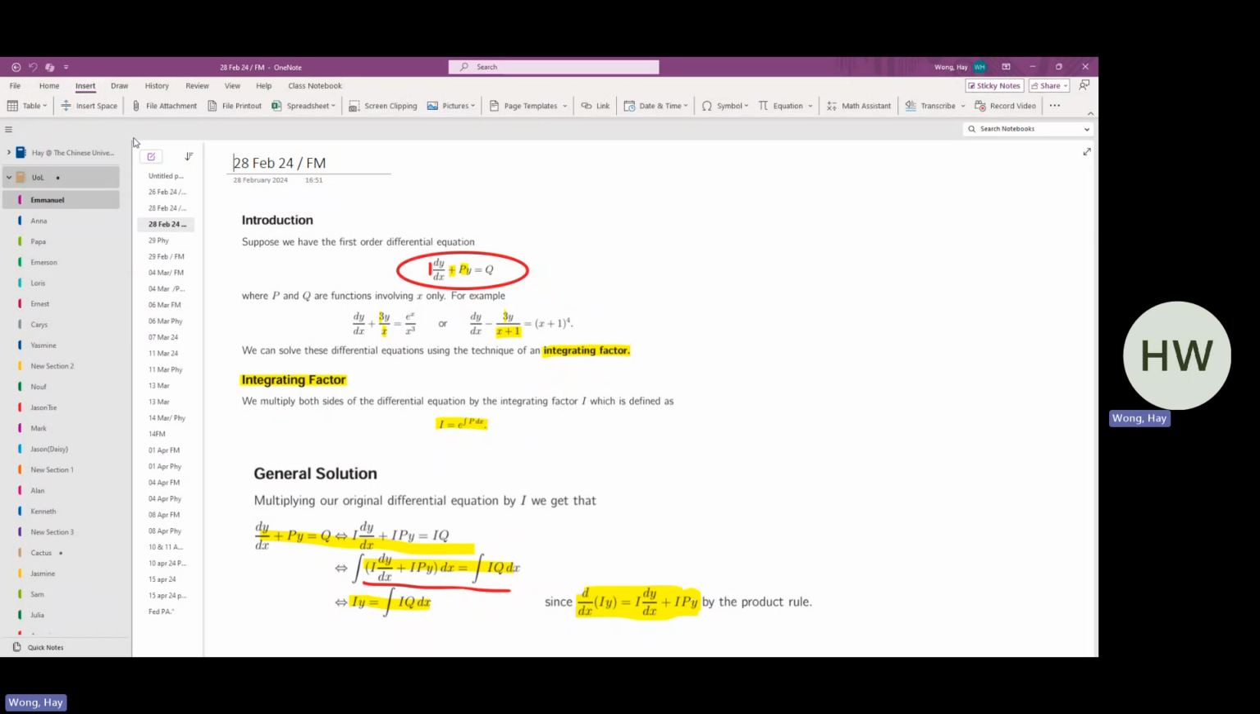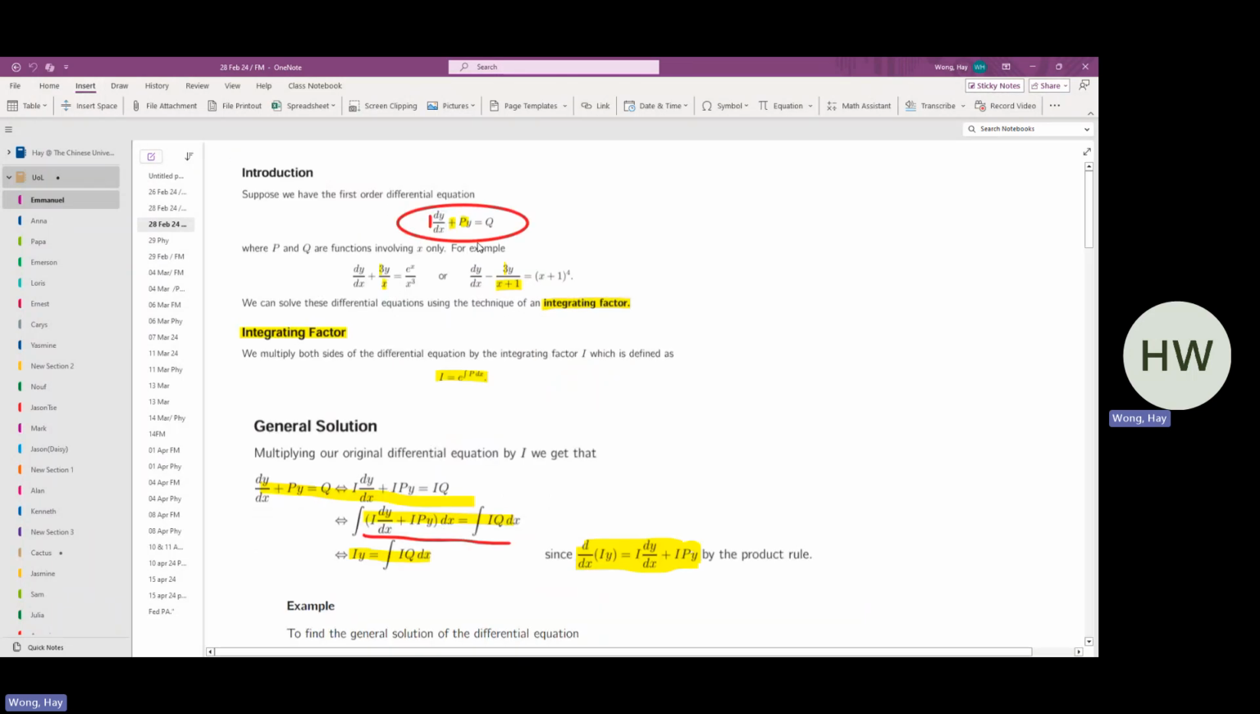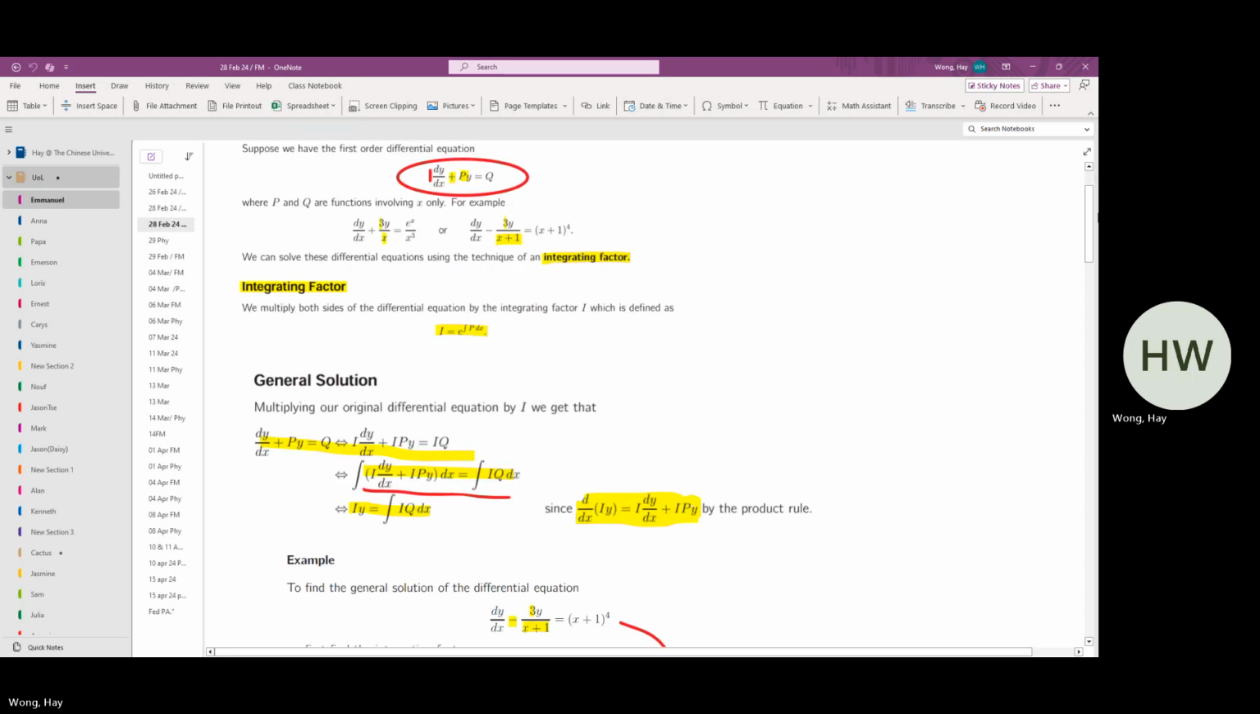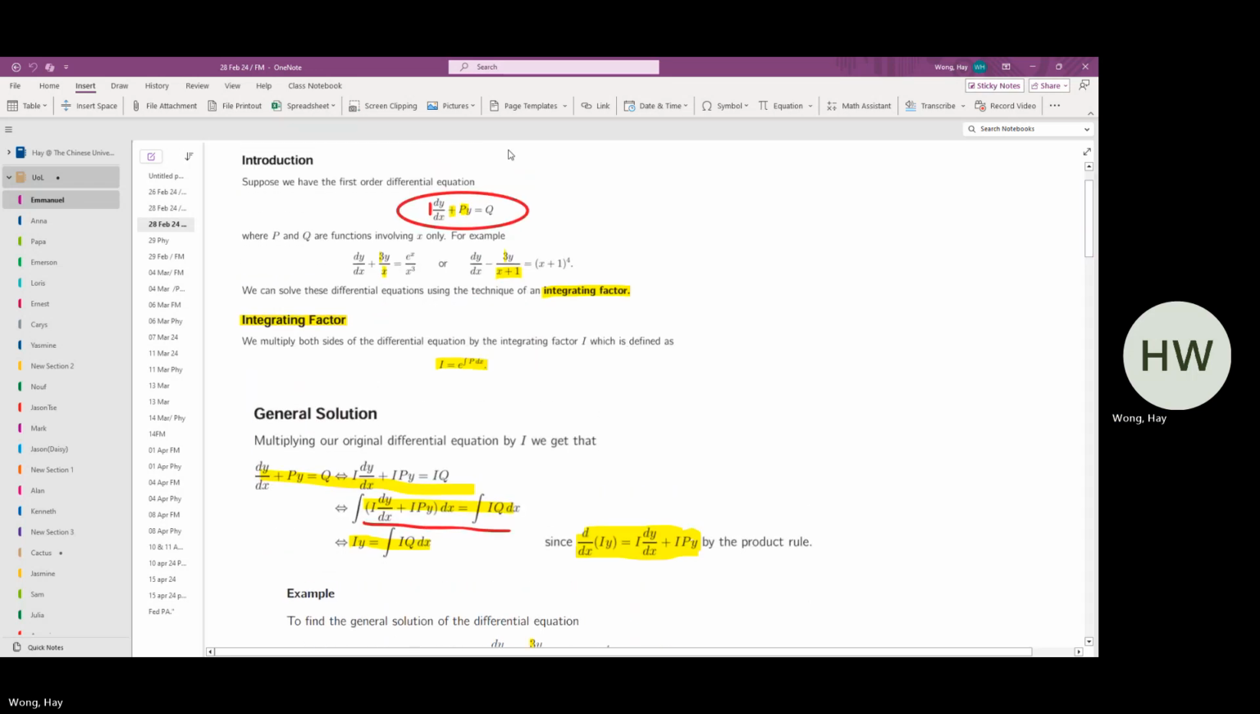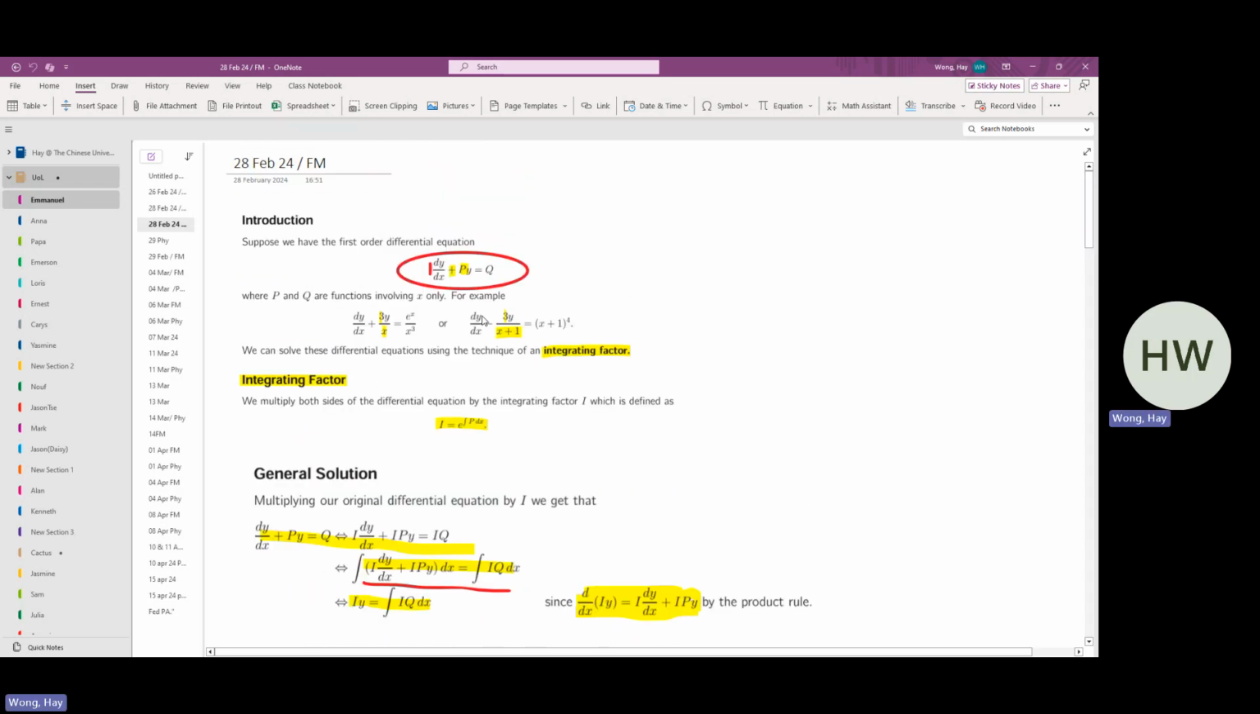Right, so this is an example teaching video. Let's get started with the introduction to the first order differential equation.